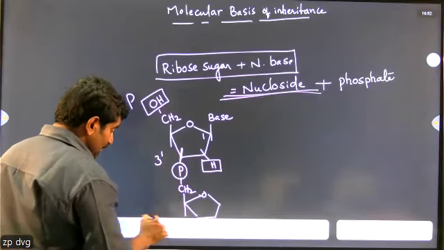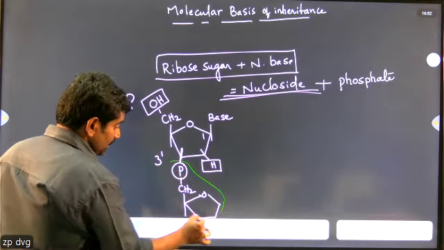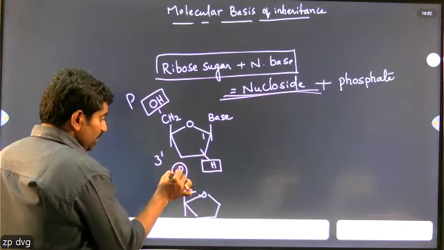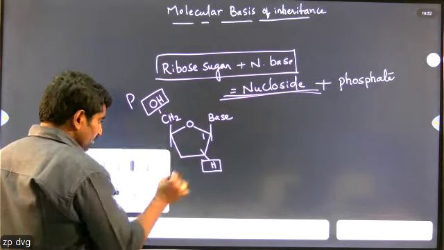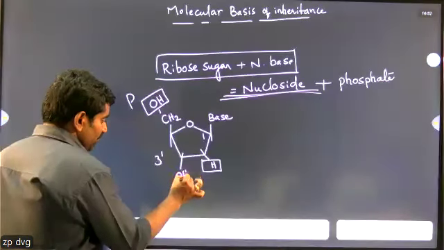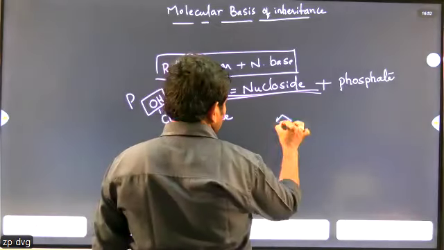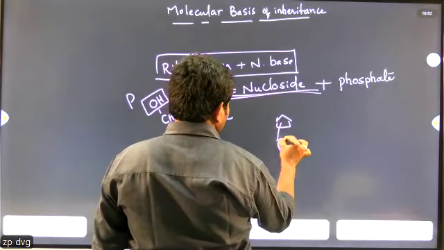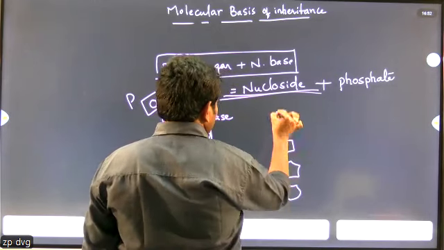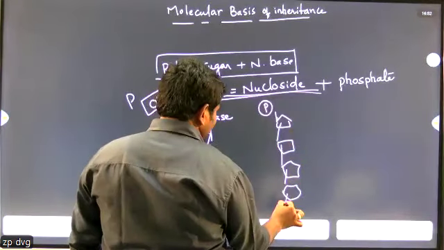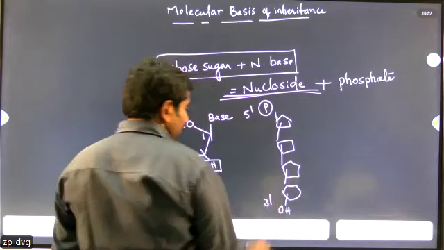If this nucleotide is not there, let us consider, then what will be there here? Here OH will be left like that. For example, let us take nucleotides like this, one nucleotide, another nucleotide, and so on. Here phosphate will be there, and the last OH will be left. So this is the 5 prime and this is the 3 prime end.